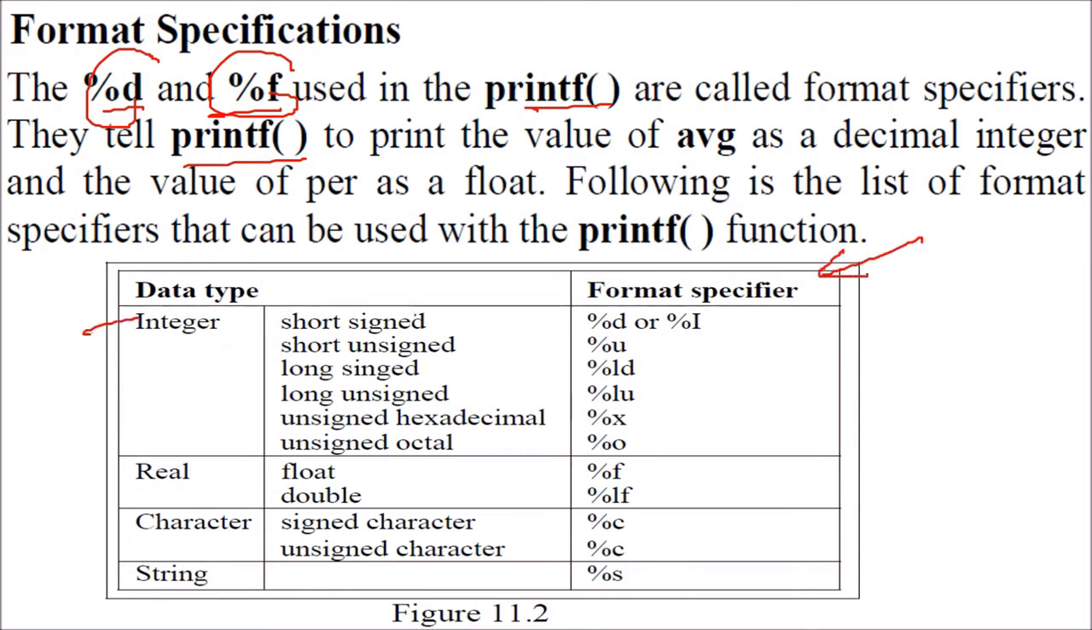So we have integer and short integer. For that we use %d or %i. For short unsigned we use %u. For long we use %ld. For long unsigned we use %lu. For unsigned hexadecimal we use %x, and for unsigned octal we use %o.